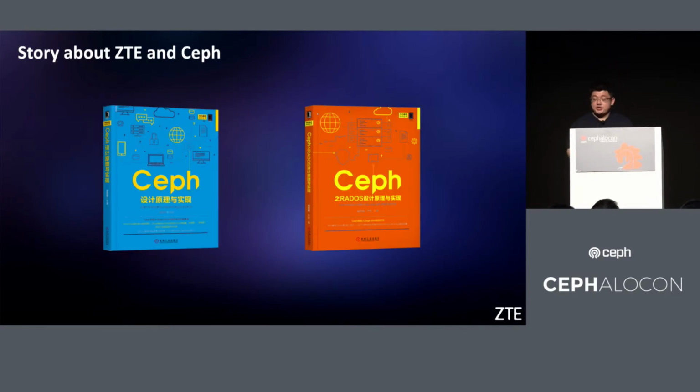Right. In China, there are so many developers who want to learn Ceph, but it's still difficult to understand things like BlueStore, RADOS, and so on. So we wrote 2 books about Ceph to help them understand Ceph. One is the design principle and implementation of Ceph. The other one is the RADOS design principle and implementation of Ceph. And thanks to Sage, who wrote the preface for us. They do help a lot of developers in China to understand Ceph.